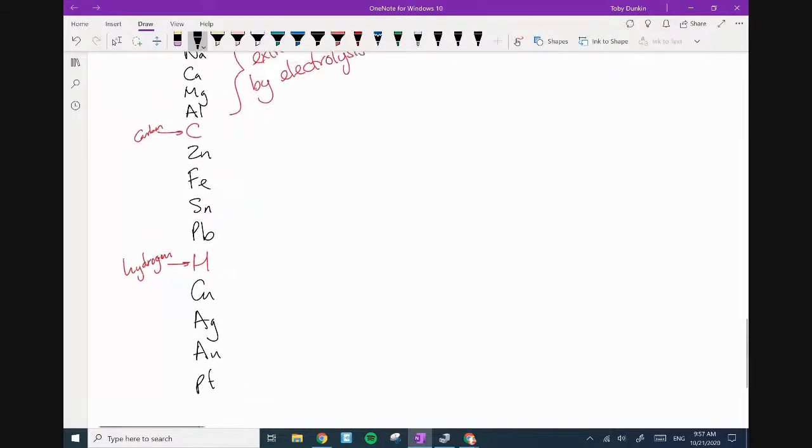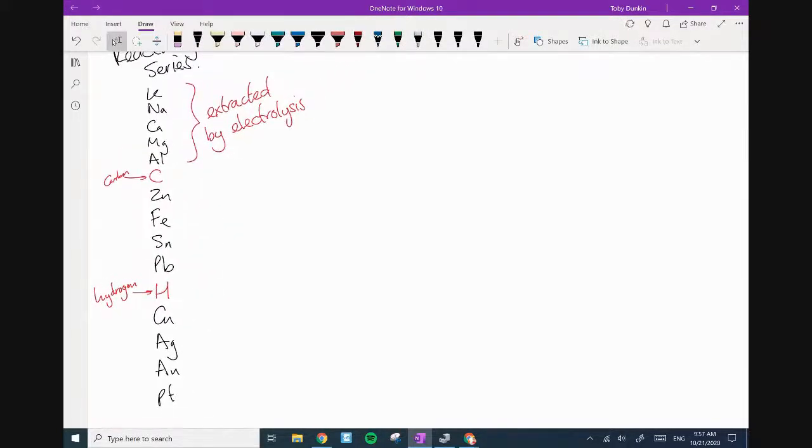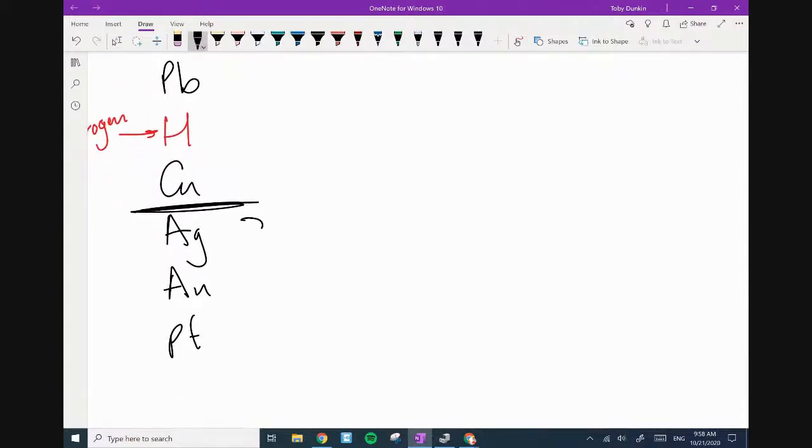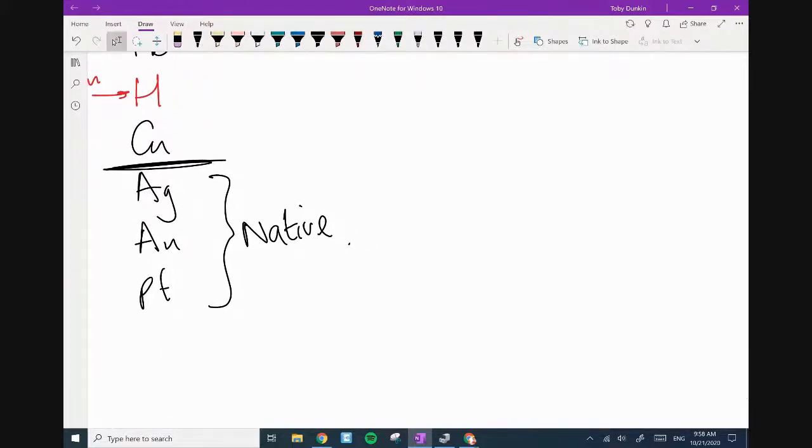Can someone give me a shout out on the chat, please, if I get it right? Now, just to tell you that these bottom three are important. We're going to draw a line here. These bottom three are found what's called native. What that means is they're not found in an ore. They're not found in a compound. The word native translates to not in a compound.